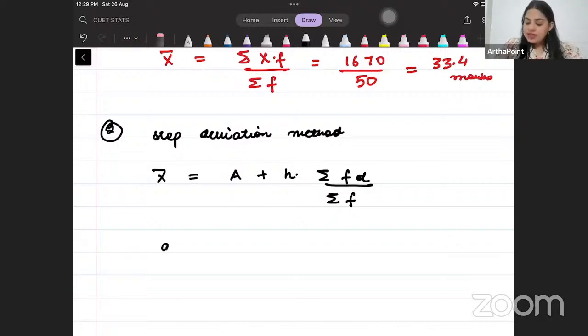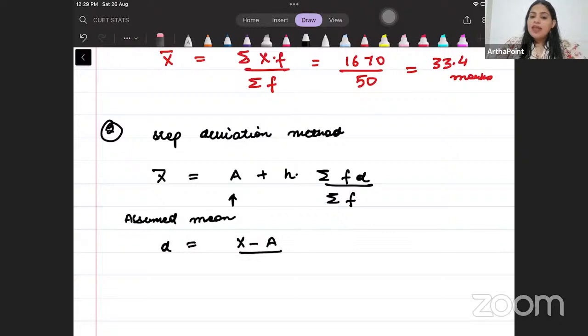Now, beta D is the deviation, step deviation. And in order to find step deviation, you start by forming something which is known as assumed mean. So A, this is called as your assumed mean. So we assume some mean to begin with. And then we go ahead and we find deviation from each observation from the assumed mean. And then we divide it by the width of the class interval. So H is the width of class interval.